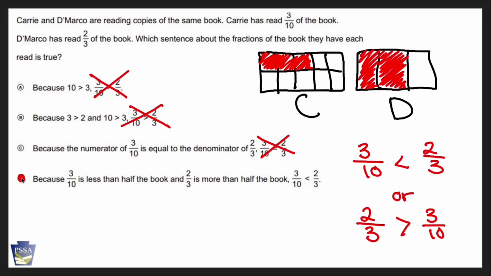That's our guy. So very tricky problem, very challenging problem, but what we did is we drew it out into these little fraction models, and then we were able to answer our question based off the picture that we drew.